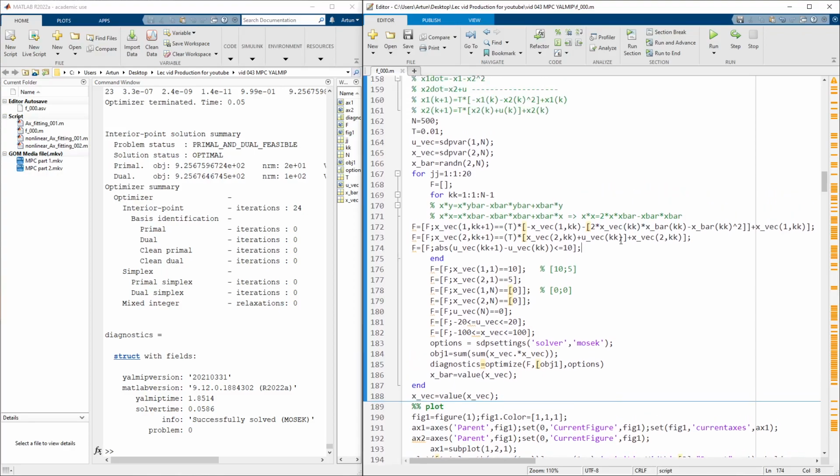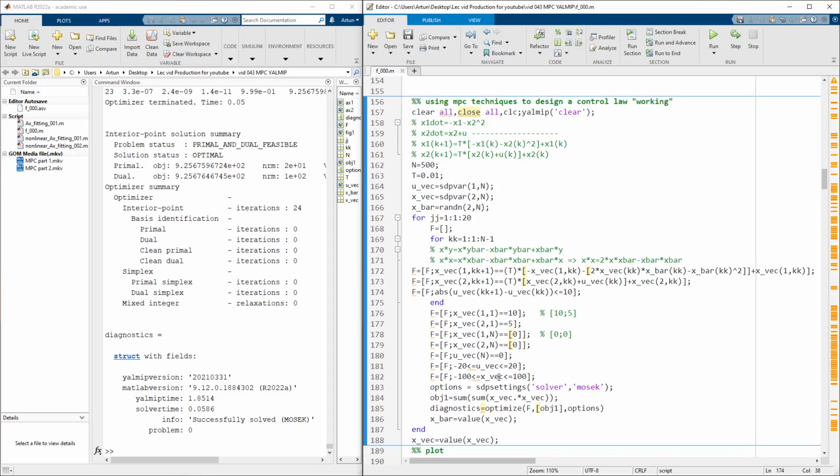Again, this is approximately 30 lines of code. Here you can see. So that's it, and this is MPC.